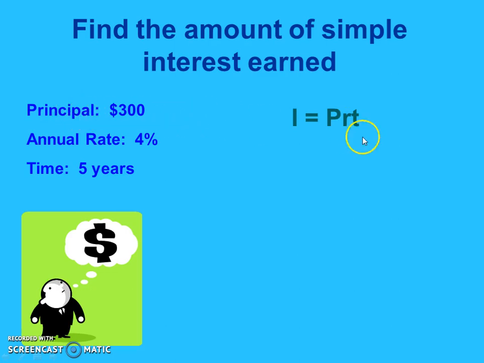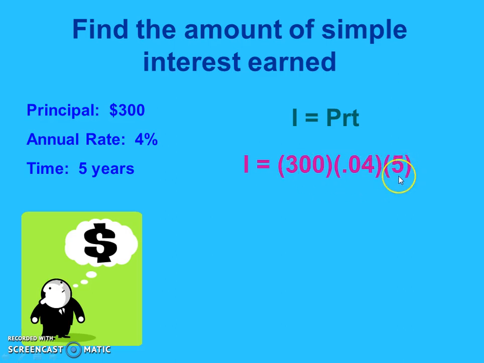For the principal, I'm plugging in $300. For my rate, I'm plugging in 4%. But again, think about how we would write that. We have to change that to a decimal. Remember, to go from a percent to a decimal, I'm going to divide by 100, which means that would be 0.04. And for time, it's already in terms of years, so I can plug that in as 5. So I've got 300 × 0.04 × 5.